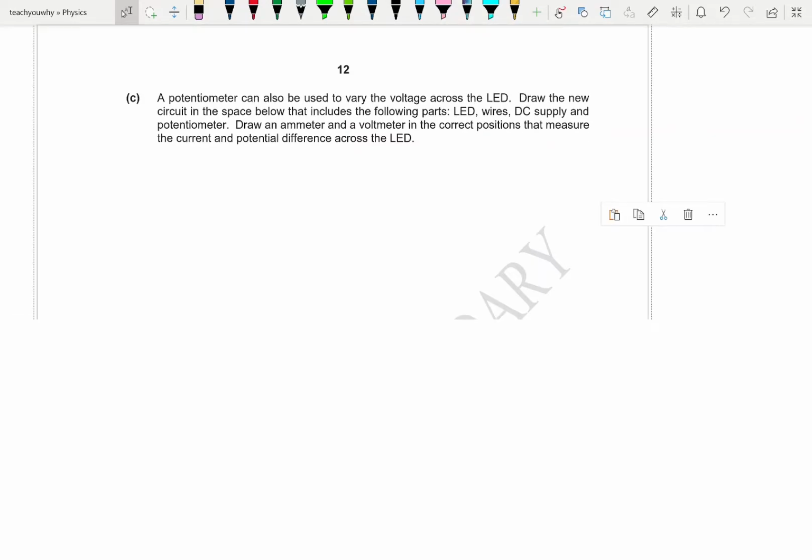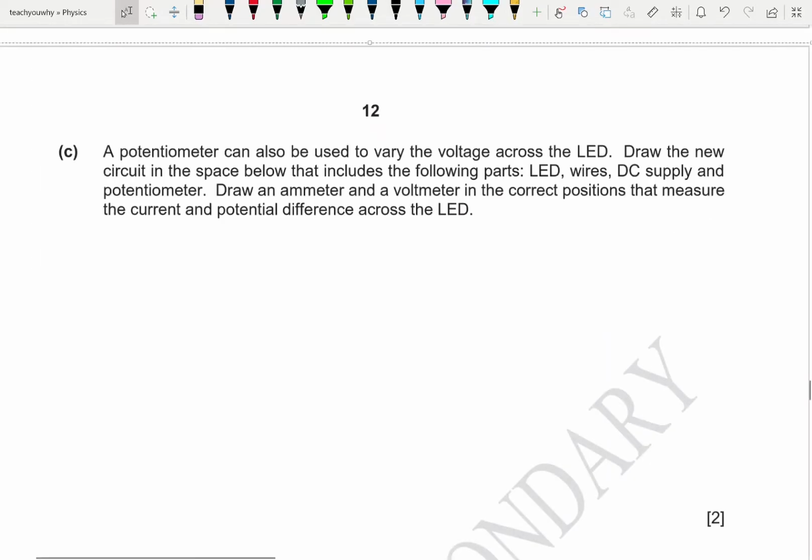Okay, so a potentiometer can be used to vary the voltage across the LED. Draw a new circuit in the space below that includes the following parts: LED, wire, DC supply, and potentiometer. Draw an ammeter and voltmeter in the correct position that measures the current and the potential difference across the LED. Okay, what is a potentiometer? Basically, a potentiometer is a wire lah.